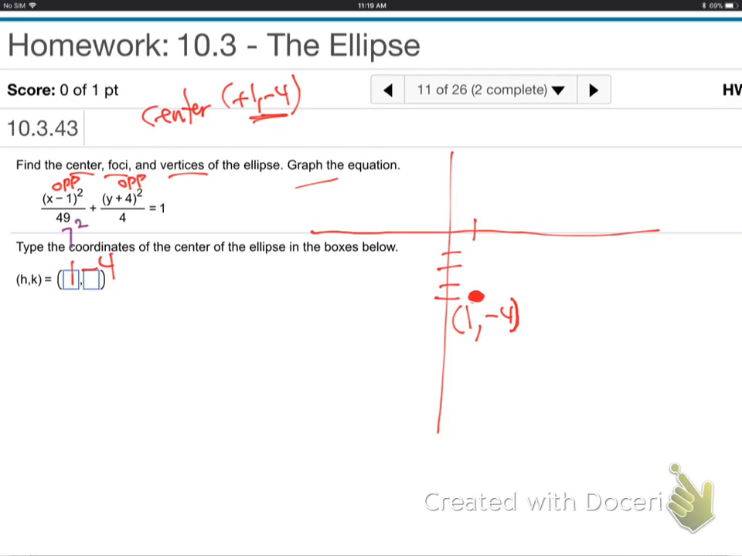Under x, and that's 7 squared. This one's 2 squared. Yeah, look underneath x. Whatever number squared is under x, that's how far right and left from the center. What is it? It's 7. And it's under x, again, so it's right, left.